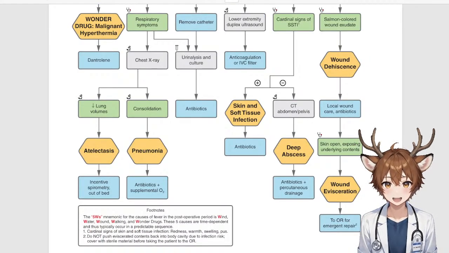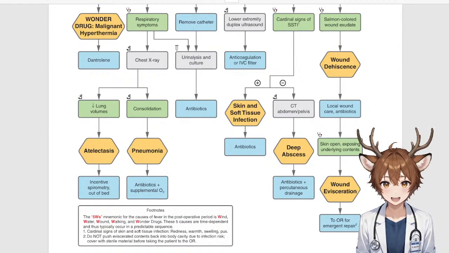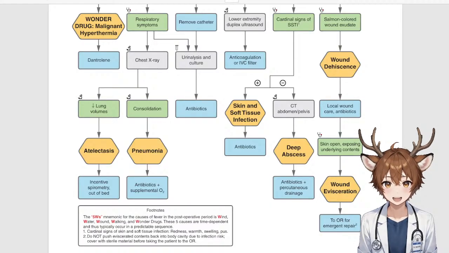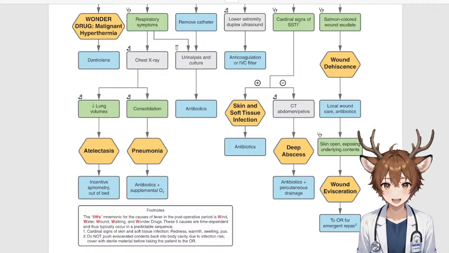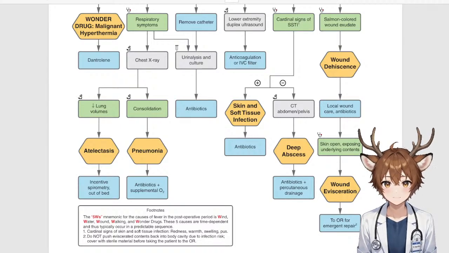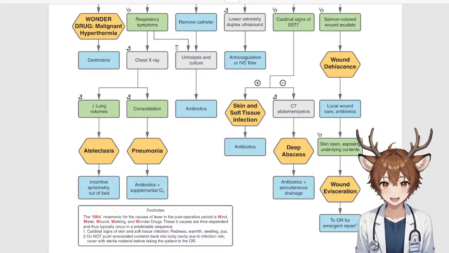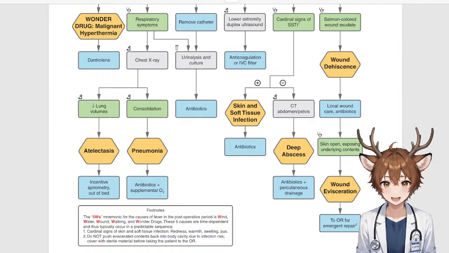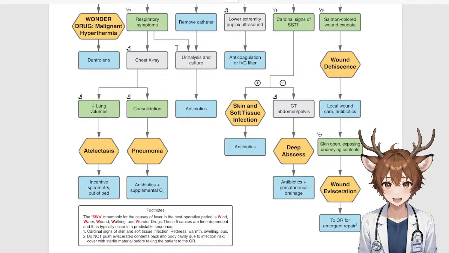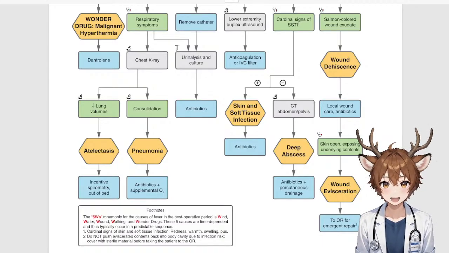It says here, the 5W is a mnemonic for the causes of fever in the post-operative period: wind, water, wound, walking, and wonder drugs. These five causes are time-dependent and thus typically occur in a predictable sequence. Cardinal signs of skin and soft tissue infection: redness, warmth, swelling, pus. Do not push eviscerated contents back into the body cavity due to infection risk. Cover with sterile material before taking the patient to the OR.